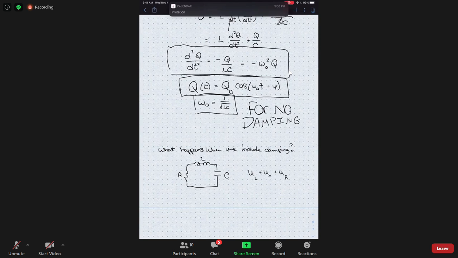Okay. LC oscillator, RLC oscillator. L i squared, R, dq dt, minus Q over C.